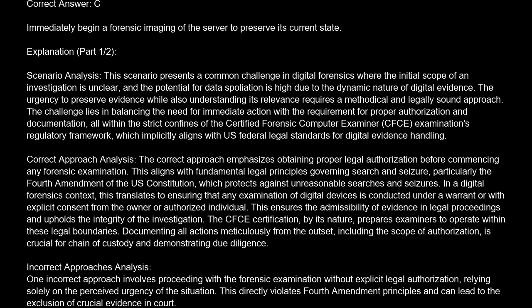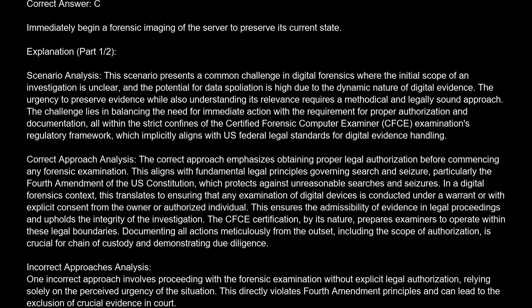Explanation. Scenario analysis. This scenario presents a common challenge in digital forensics where the initial scope of an investigation is unclear, and the potential for data spoliation is high due to the dynamic nature of digital evidence. The urgency to preserve evidence while also understanding its relevance requires a methodical and legally sound approach. The challenge lies in balancing the need for immediate action with the requirement for proper authorization and documentation, all within the strict confines of the Certified Forensic Computer Examiner (CFCE) examination's regulatory framework, which implicitly aligns with U.S. federal legal standards for digital evidence handling.